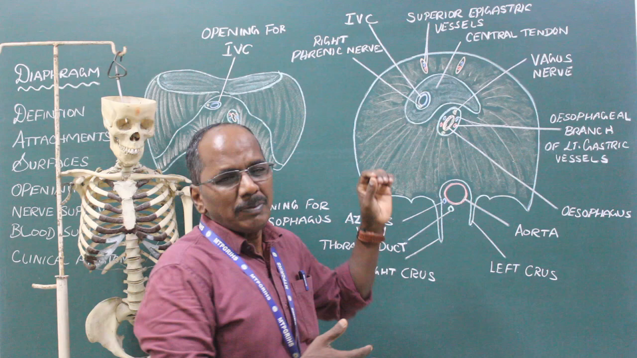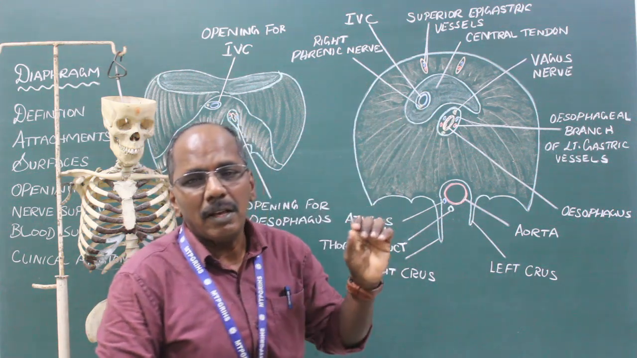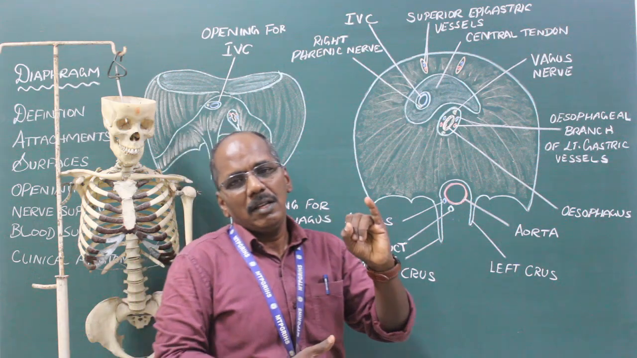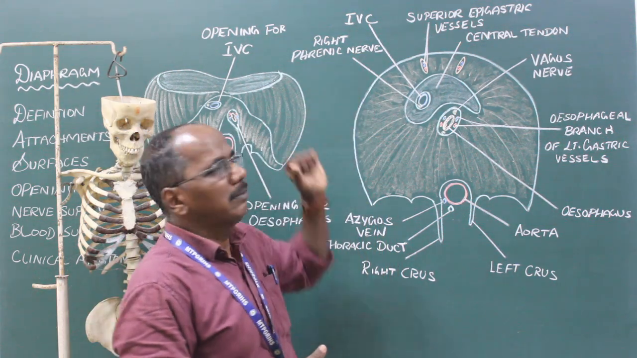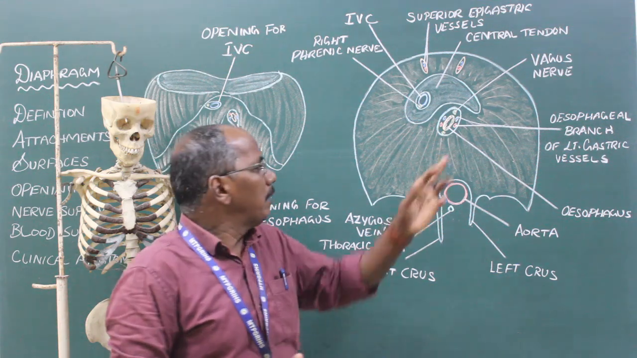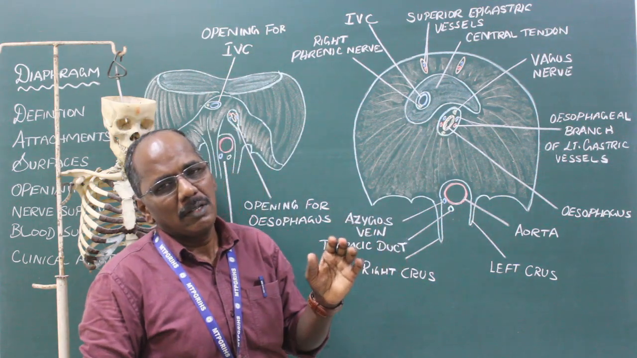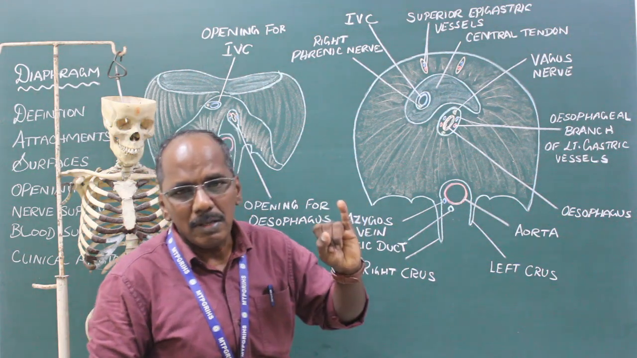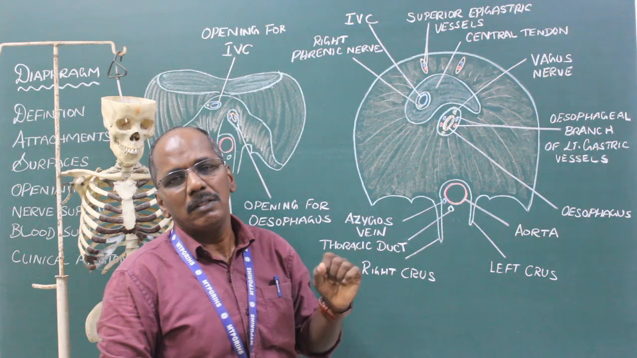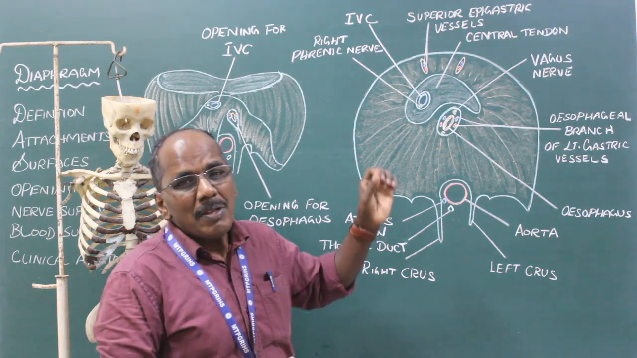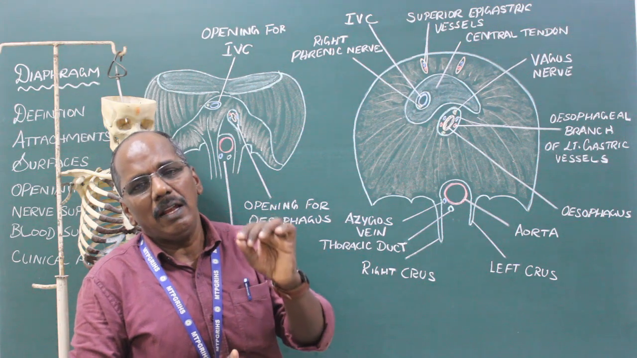The structures passing through the opening for inferior vena cava include: number 1, inferior vena cava; number 2, right phrenic nerve. The opening for esophagus transmits the following structures: number 1, esophagus; number 2, right and left vagal nerve; number 3, esophageal branch of left gastric artery and vein.